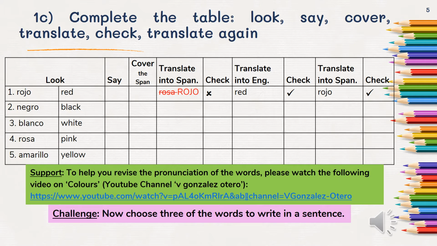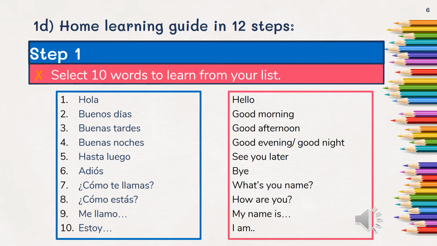A variant to the previous activity would be looking at the word. You would put your Spanish or French on the left hand side and the English on the right. Then you cover it and say the word, and in order to help you with pronunciation we have loads of videos on the YouTube channel. Then you cover the Spanish and translate the English into the Spanish. Then you check it, translate it now into English, check it, translate it into Spanish and check it. This activity is very useful for those of you who do not like copying words repeatedly.